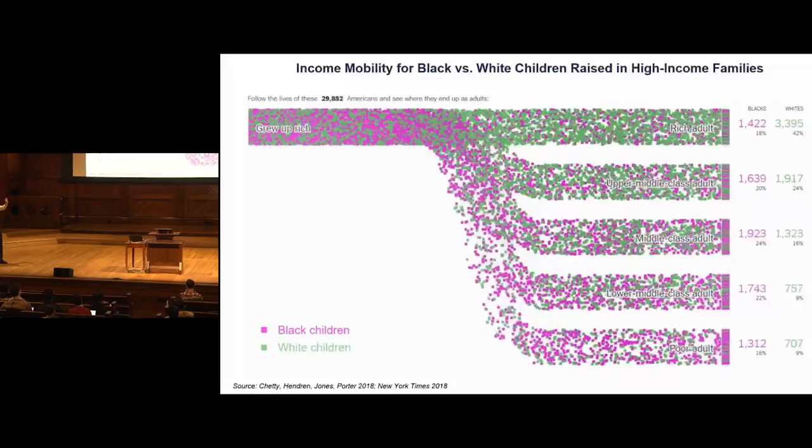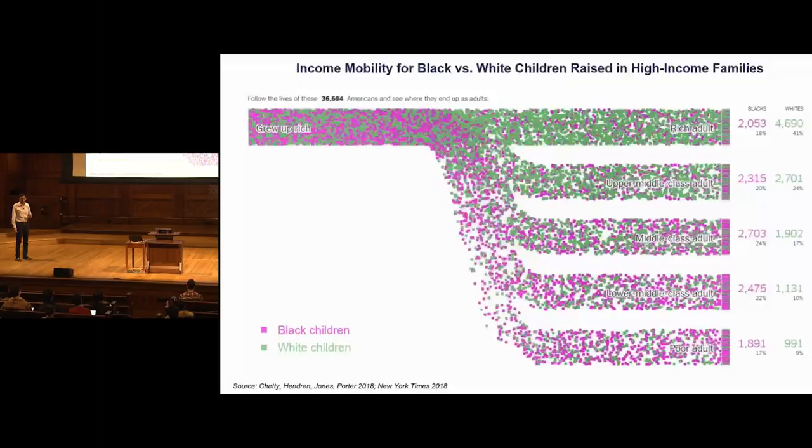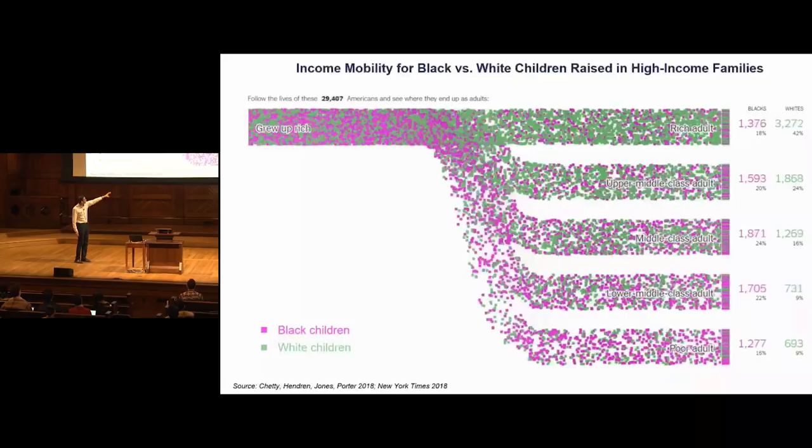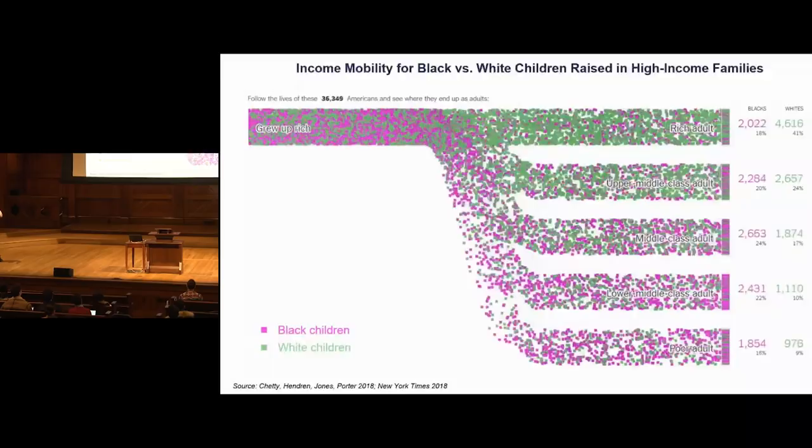And you see what I think is a really disturbing pattern about America, which is if you look at the purple dots, they tend to cascade towards the bottom. So even if you grew up in a high-income family, you have a tremendously high chance of ending up in the bottom fifth or certainly in the lower middle class. Whereas for white kids, if you grew up in an affluent family, you see the green dots kind of float directly to the right. You tend to stay high income if you were born into a high income family.